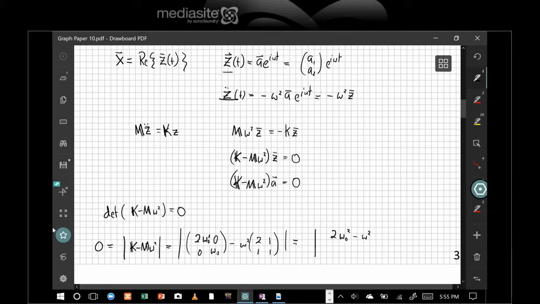Again, there's a difference between omega and omega naught. Omega naught is the natural frequency of a single pendulum. Omegas are going to be my eigenvalues. That's what I'm going to be solving for. Sorry, there's no naught there. So that's what I have, and I'm going to set that equal to 0.